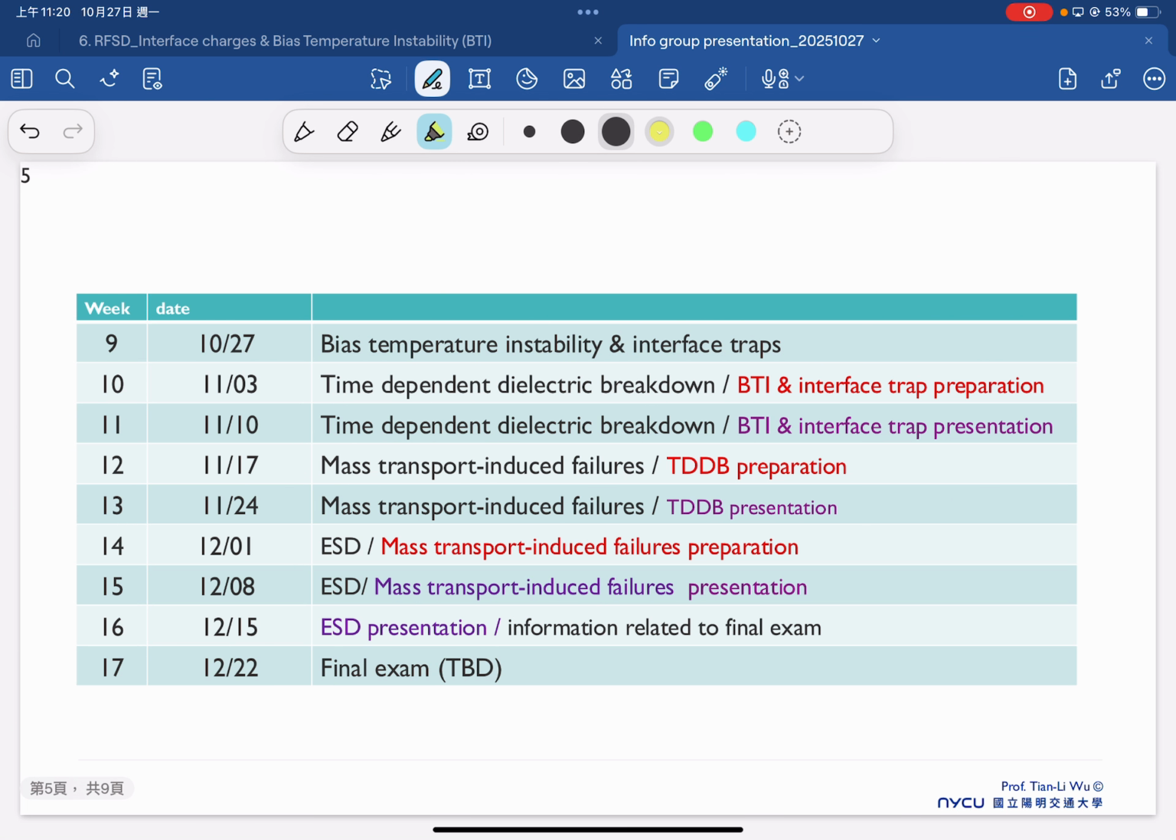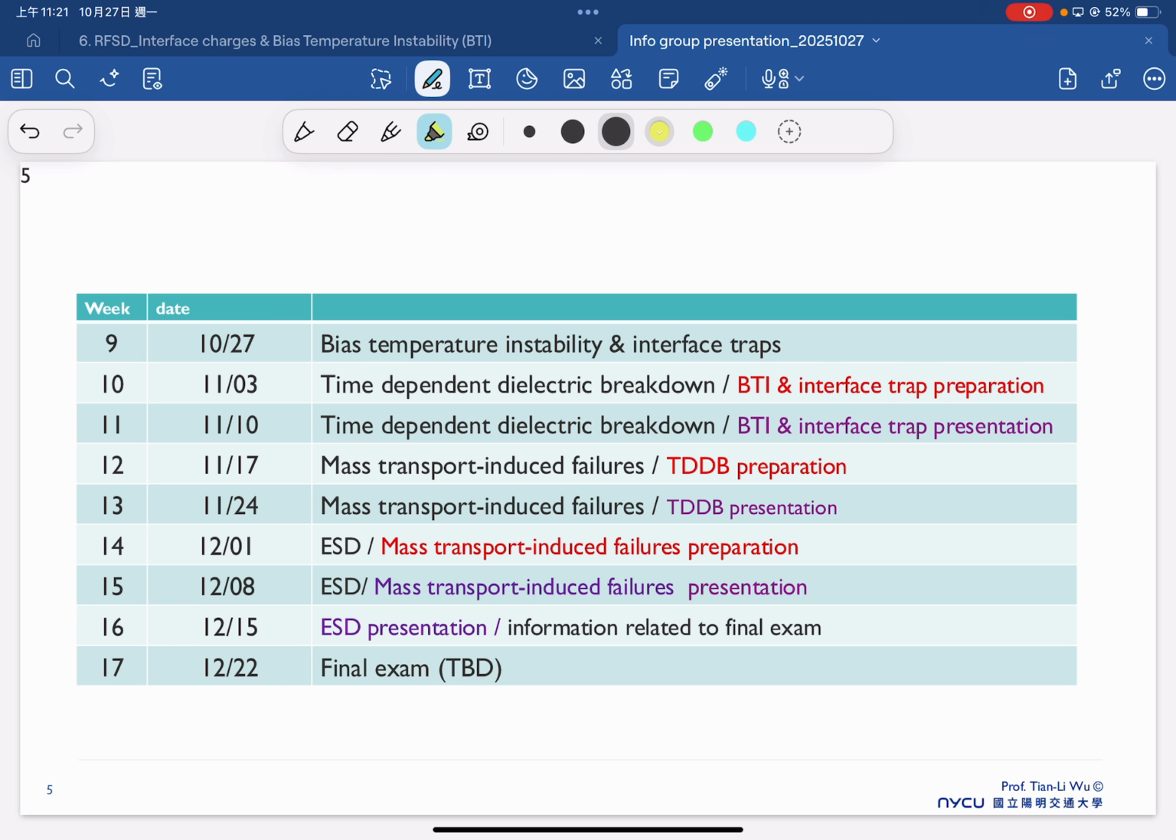Okay, so then here we talk about the schedule for the rest of the semester. Today is October 27, so here we are. I'm not sure that I can finish today, but next week we'll move to the TDB. But we also give you a certain amount of time to discuss and work with your teammates.